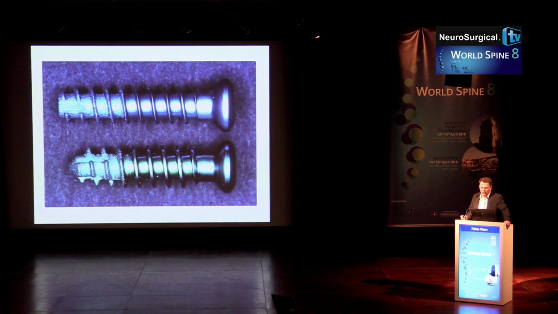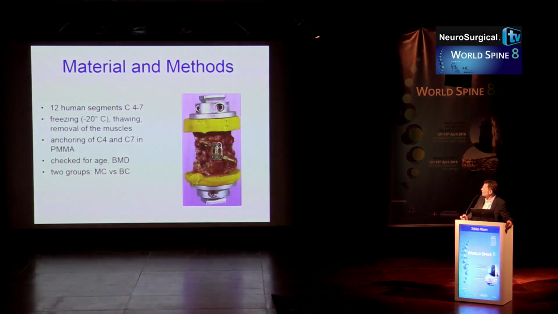And just to show you how that works, spinal biomechanics, I'll go a little deeper into this. If you would like to study spine mechanics, you usually need human segments, as I show you here. You freeze them, you thaw them. If you have enough, then you go to a lab of your wish. You anchor the top and the bottom vertebra in PMMA or dental stone. You divide them into groups with comparable age and bone density, and then you do what you want to do. So in this case, you test the monocortical versus the bicortical.